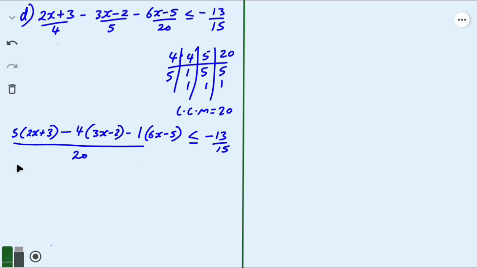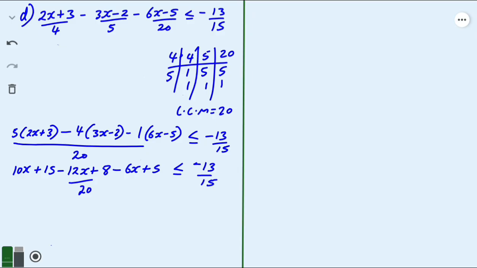Okay, so let's open up the bracket using the number outside the bracket. So we have 5 times 2. This will give us 10x plus 15 minus 12x plus 8. Minus 4 times minus 2 will give us plus 8 minus 6x plus 5 over 20 less than or equals to minus 13 over 15.